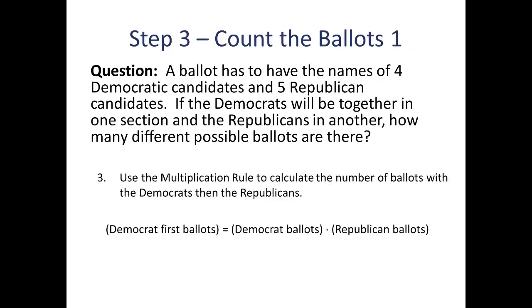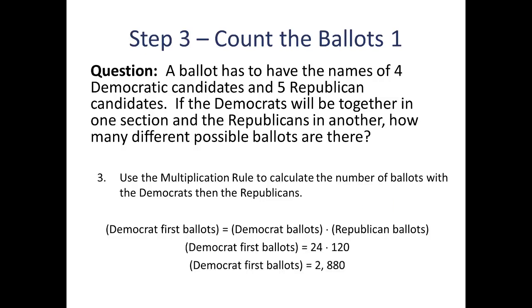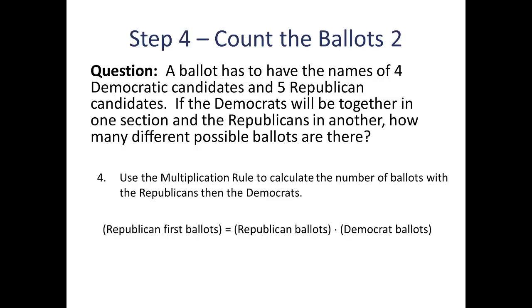Now we're going to go to step 3, where we count the number of Democrat-first ballots. That's the ones that have a Democrat section on top and a Republican section on the bottom. To do this, we need to make 2 choices, so we're going to apply the multiplication rule, and that gives us 24 times 120, or 2,880 Democrat-first ballots.